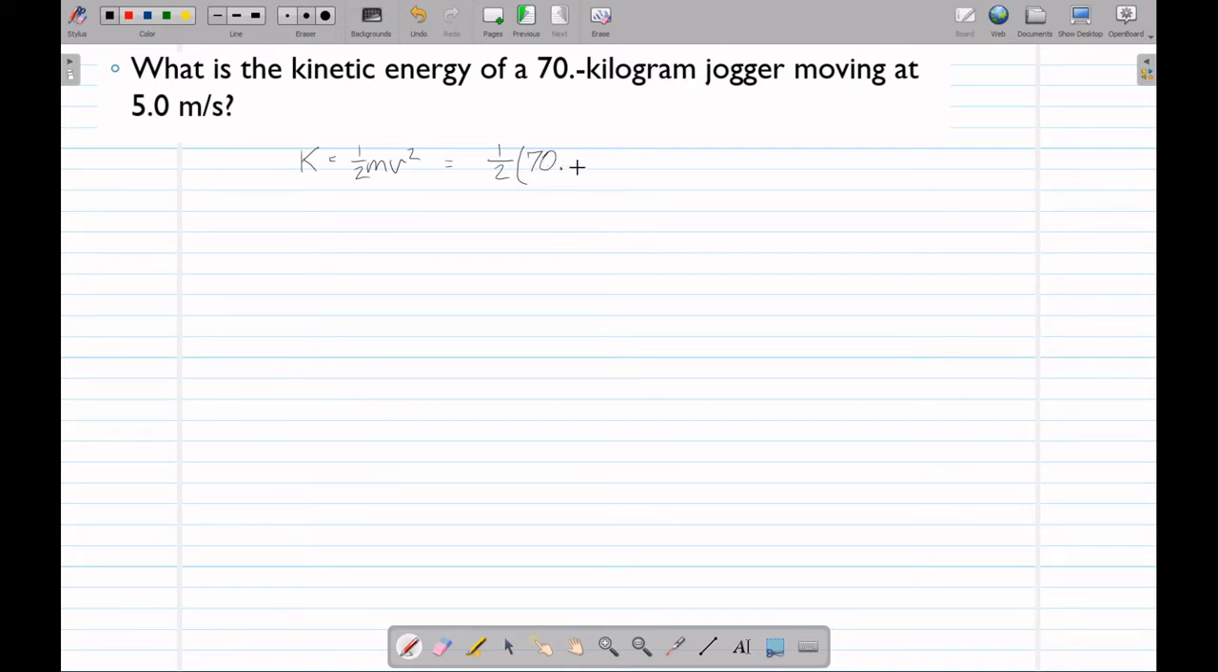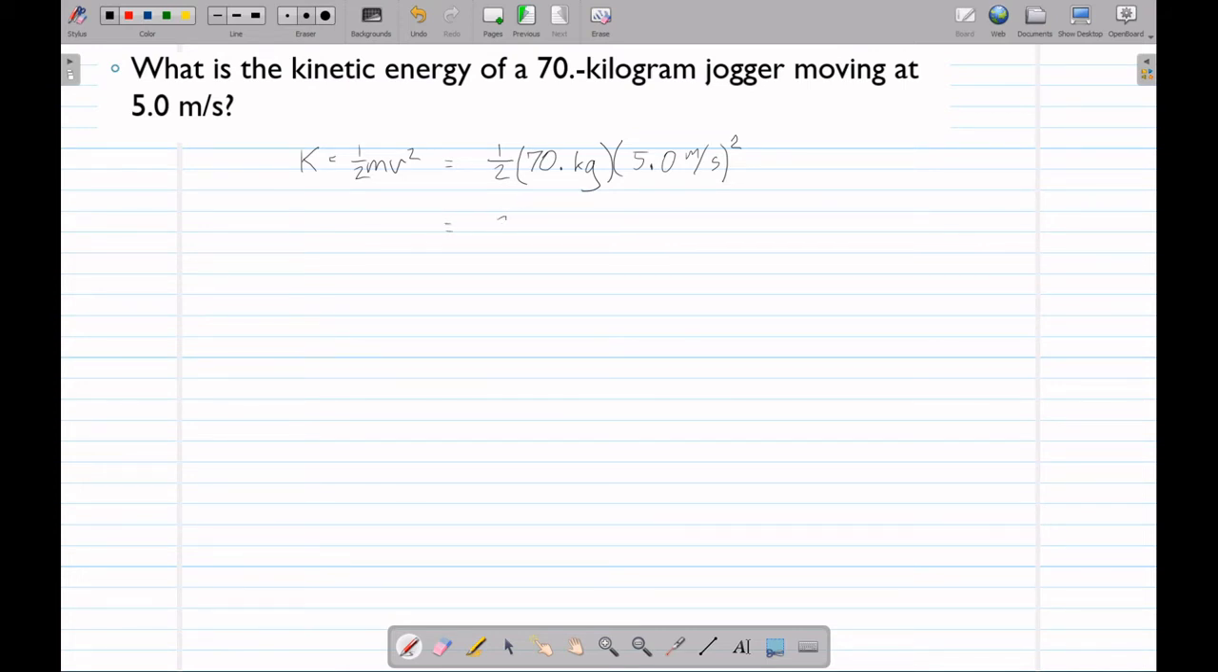So the mass of the jogger is 70 kilograms. I'll plug that in for m. And then the jogger's velocity is 5.0 meters per second. So I'll plug that in for v. Don't forget you must square the velocity. Very, very important. All right, so let's solve.